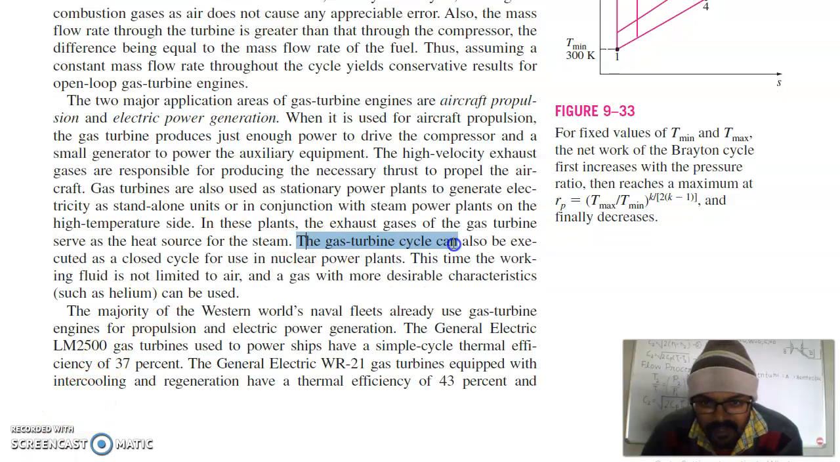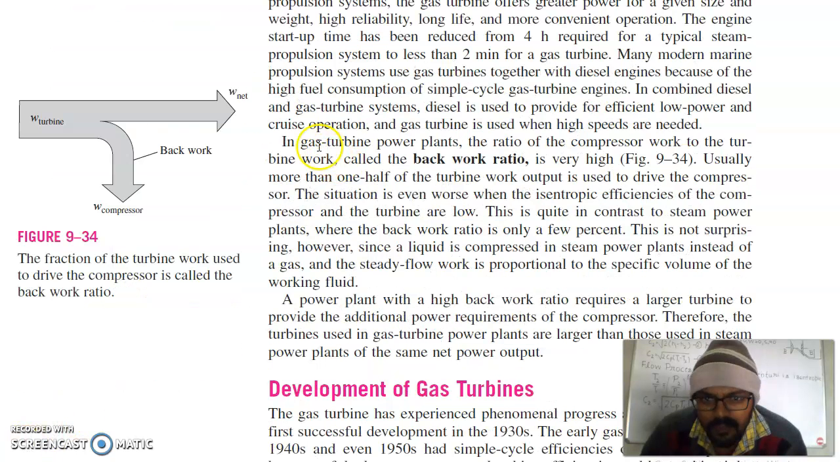The gas turbine cycle can also be executed as a closed cycle for use in nuclear power plants. This time the working fluid is not limited to air, and a gas with more desirable characteristics such as helium can be used. There is one more term, which is called the back work ratio.